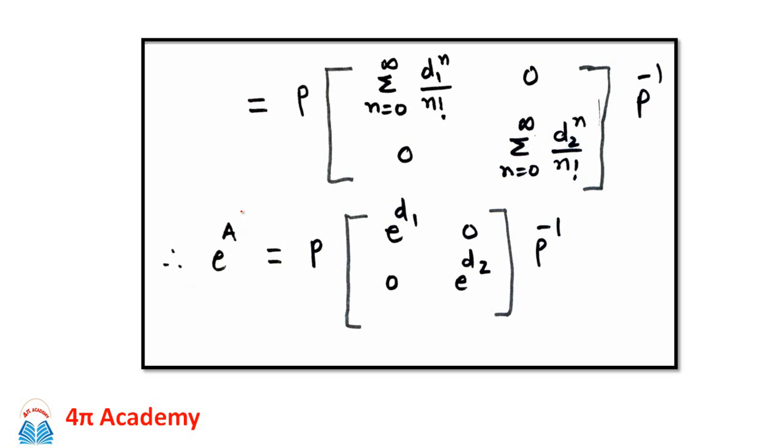So in general, you can directly remember that e raised to power A will be equal to P into the matrix of e raised to power d1 0 0 e raised to power d2 into P inverse.